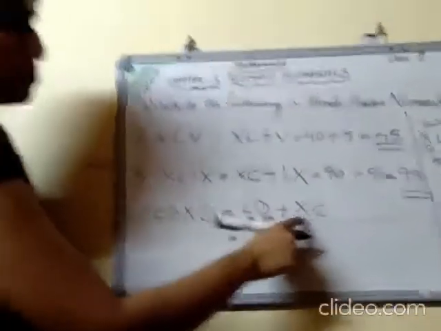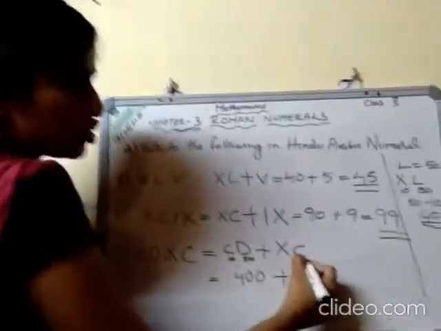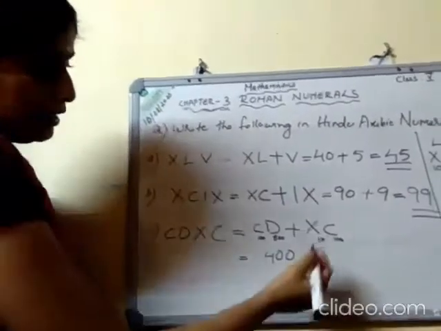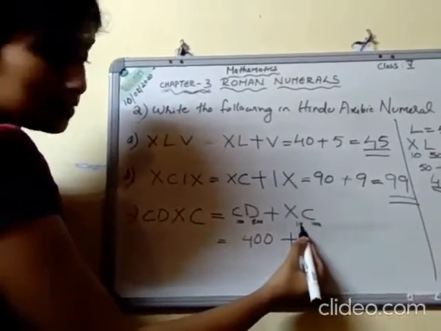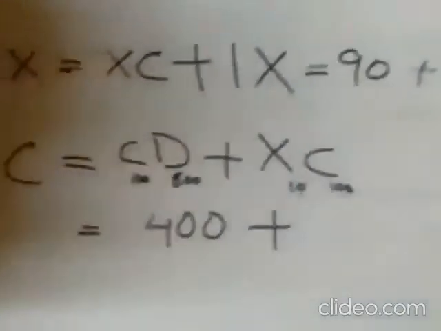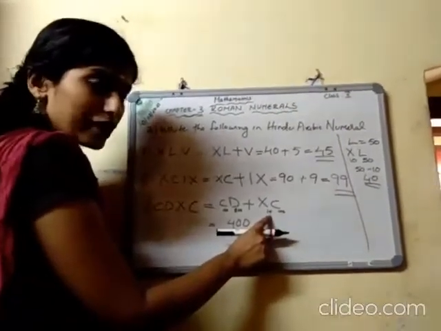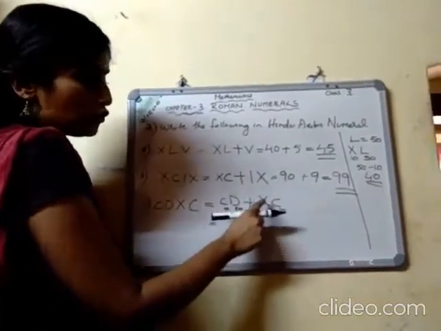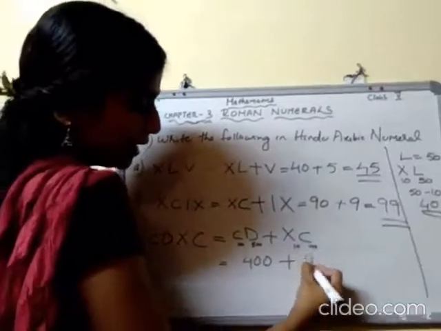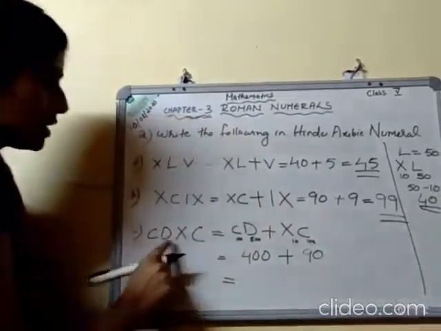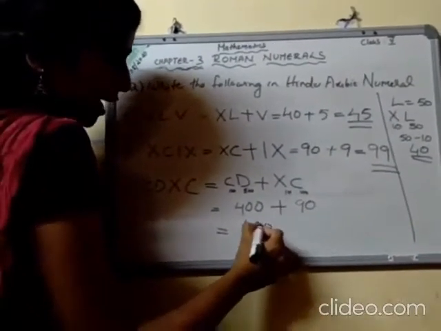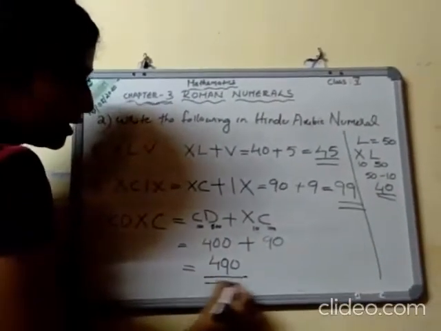Can you tell what XC represents? C is a representation of 100 and X is a representation of 10. Here the smaller value 10 is placed to the left side of the larger value C. So what do we have to do? We have to subtract the smaller value from the larger value. So XC represents which number? 100 minus 10, that is 90. So can you tell CDXC is a representation of which number? 400 plus 90, 490.